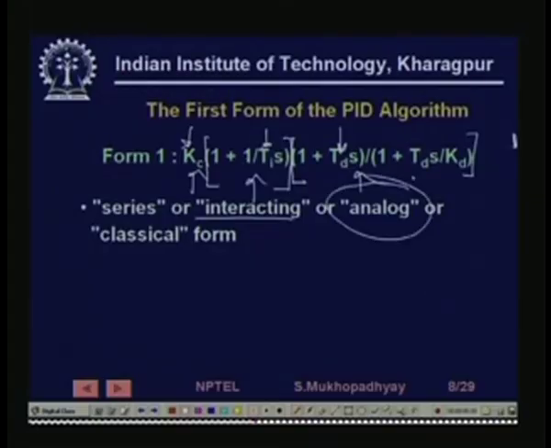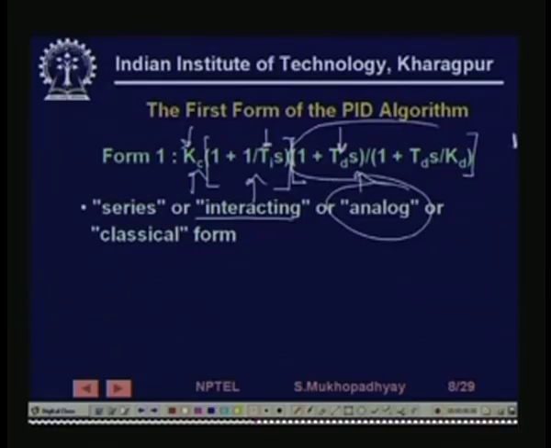This is called analog because this controller has its origin in the old days pneumatic controls. Actually, it turns out that it was easier to generate the PID equation in this form using pneumatic elements, things like orifices and then bellows, flapper nozzles. So, with such things it is easy to build it in this form and not in the parallel form, right.